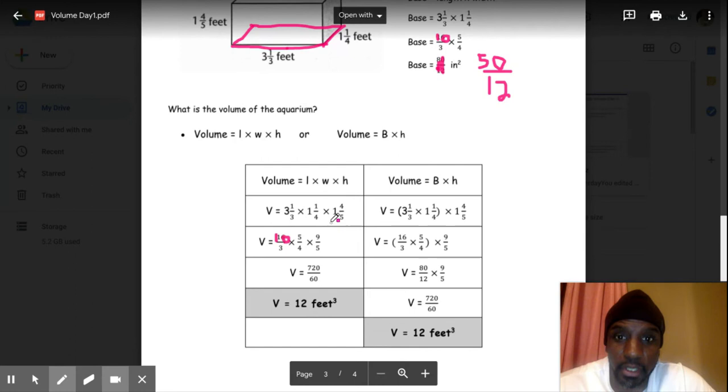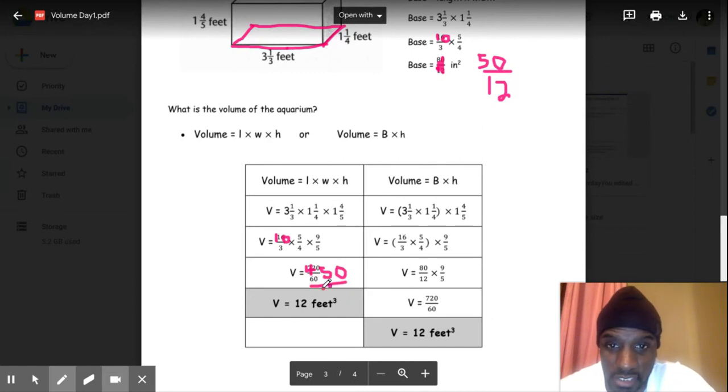So here we go. 10 times 5 is 50. 5 times 9 is 450, okay? So this should be 450. I believe it should be 450 over 60. I need to ask my daughter. She's sitting over there if this is correct.